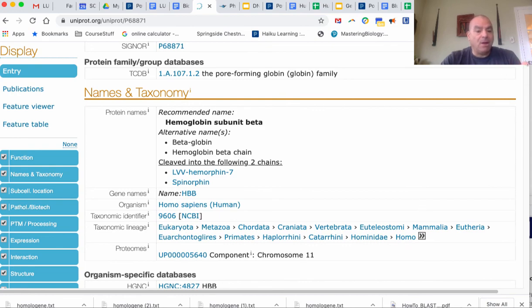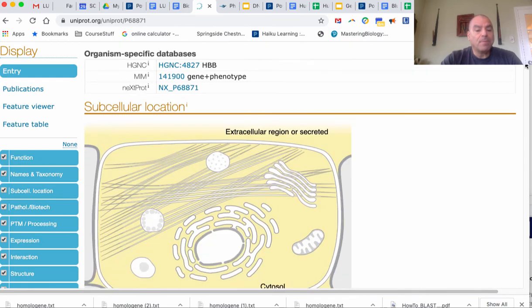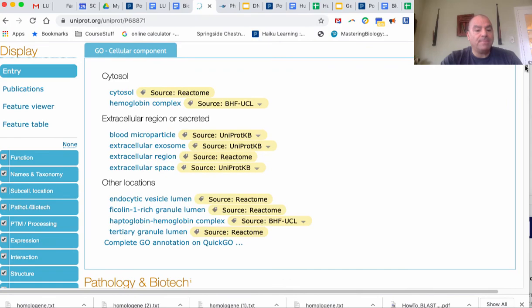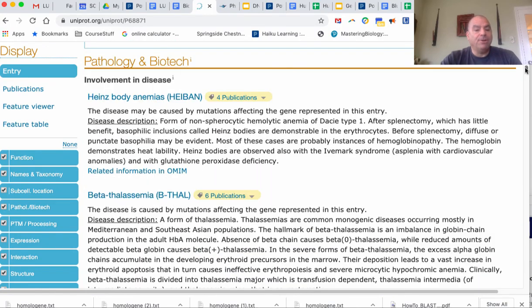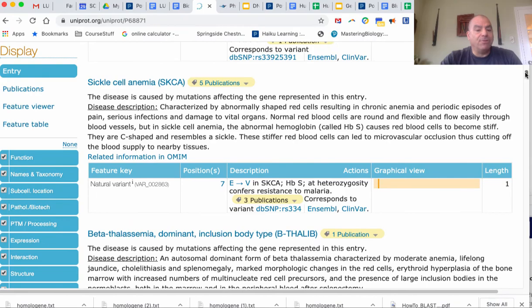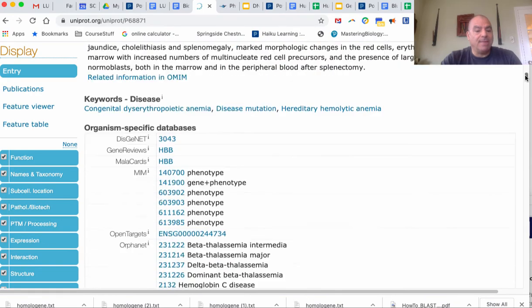This database also contains hemoglobin beta subunits from lots of organisms, and that's what you're going to do today: compare those other organisms to look at the evolutionary relationships. I love this. It shows you where in the cell you find that protein. It gives you, if it's a human gene or a human protein, what's the pathology, where are the disorders involved, natural variants. Here's sickle cell anemia.